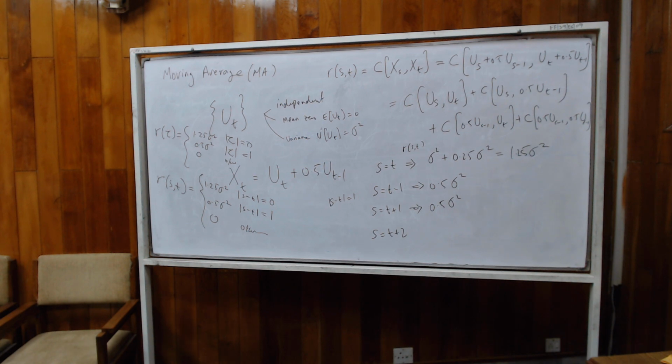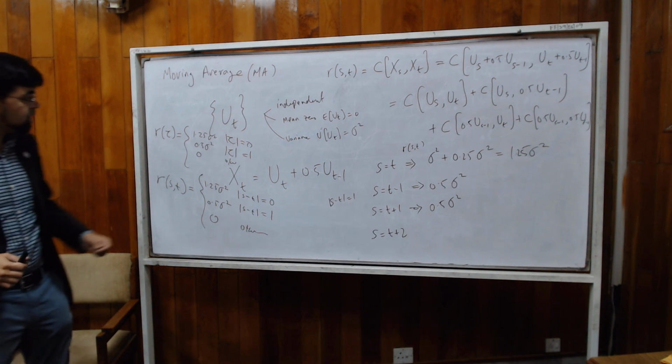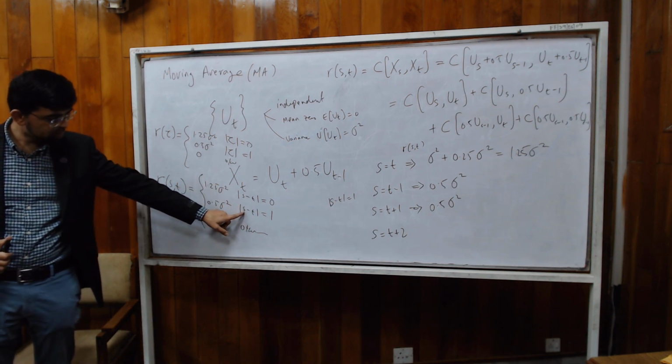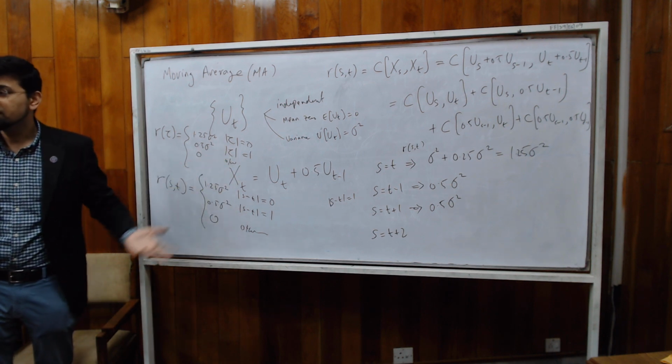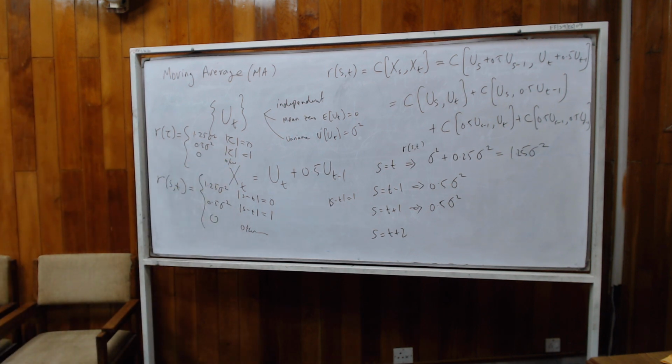Whether you collected this data this morning or in the evening, it didn't matter. As long as I'm talking about the data you collected, any two adjacent ones are correlated by this much, and any two further ones are not correlated. That's why we normally get rid of S and T completely and just put a tau here to remove the confusion. Again, as you see here, the actual value of S and T did not matter.